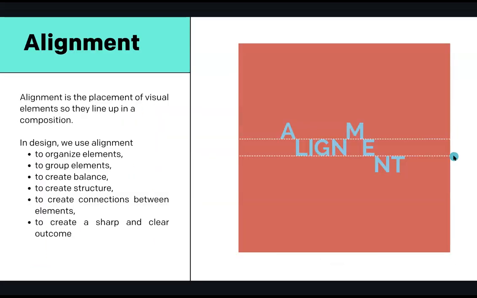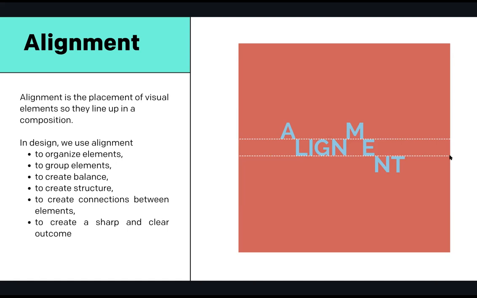Okay. So we're moving to alignment. All right. Now, alignment is one of the most important principles. And I want you to pay attention if you haven't paid attention before. All right. So basically, alignment is the placement of visual elements so they line up in the composition. Now, what that means is that whenever you see anything in life, right, that seems organized, there's some form of alignment. Okay. If you look at your keyboard, all the keys on your keyboard are on a straight line. If you look at my shirt, right, all the lines are aligned up and down.